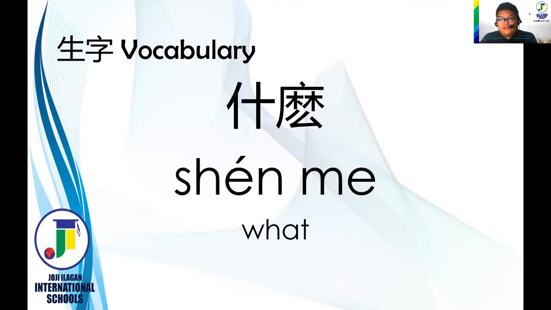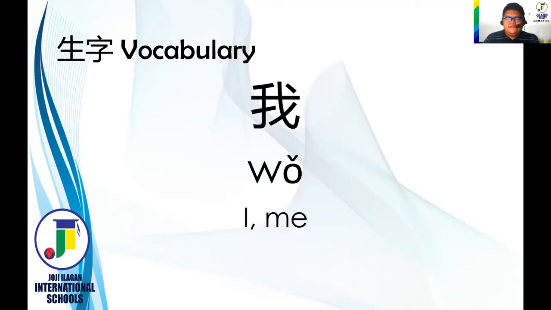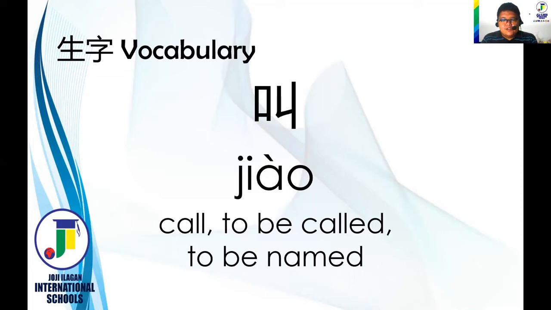Next is a word that you were familiarized with in a previous lesson. 什么, this means what? This word means name, 名字. 名字 refers to your written name and the spoken name. Next is the first person pronoun, I or me, 我. The next word is to call, to be called, or to be named, 叫.